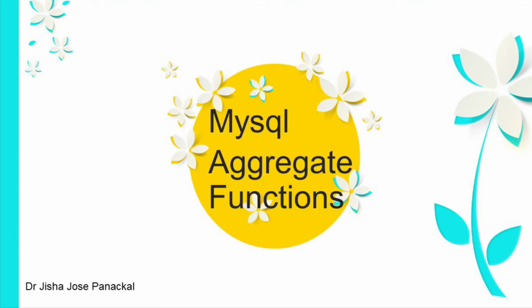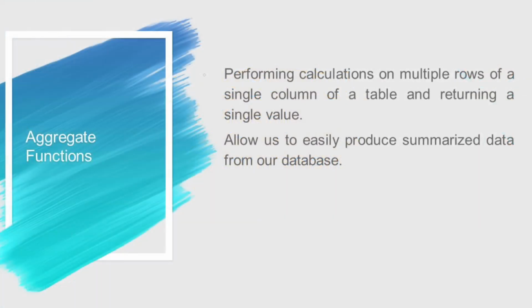First, let us see what you mean by aggregate functions, then we will discuss its types. Aggregate functions perform calculations on multiple rows of a single column of a table. So, if we are considering a table or a relation, the aggregate functions will perform operations on multiple rows of a particular column of that table, and it will return a single value as the result. It allows us to easily produce summarized data from our database. So, aggregate functions are used to get the summary data from the stored database.